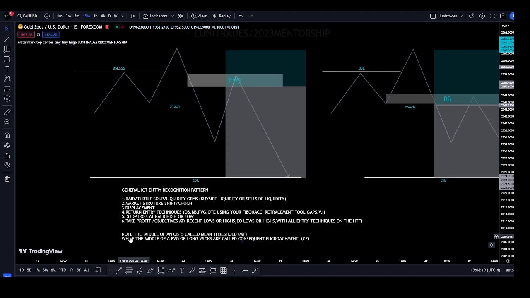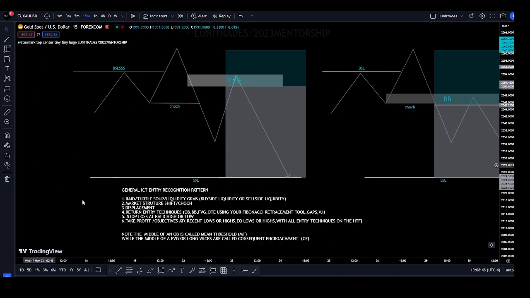Now, I just want you to note the middle of an order block is called the mean threshold. So when you have an order block, the middle is called the mean threshold, and I've explained what an order block is. Then the middle of a fair value gap or long wicks: when you have a candle with a long wick, the middle of that long wick, only the wick, whether bottom or top, but the wick must be a long one, the middle is called consequent encroachment, CE. You understand? Short form as CE. So you want to take note of that.